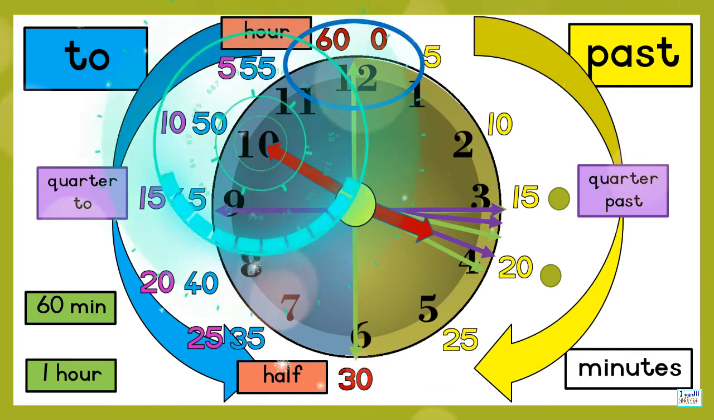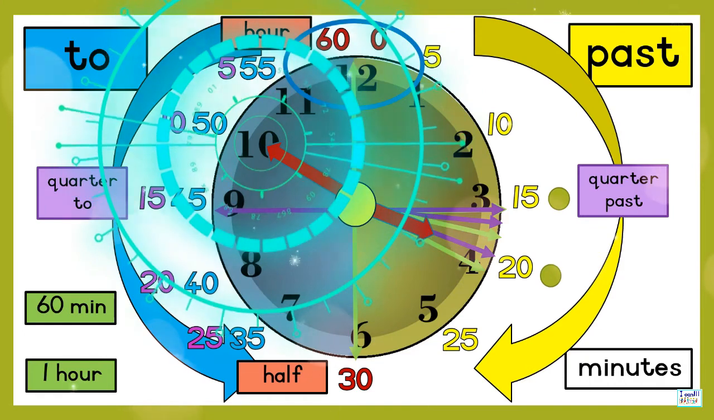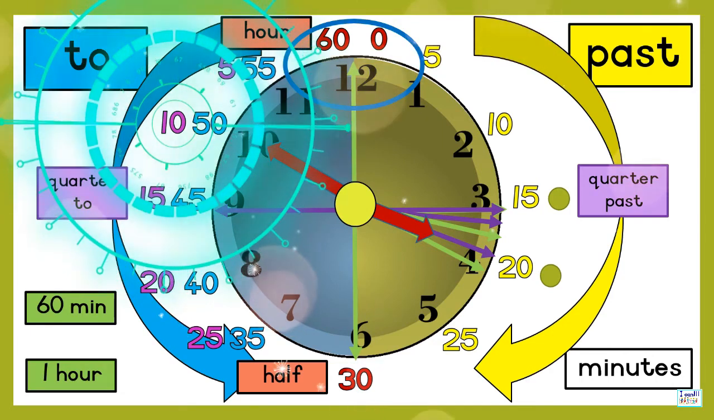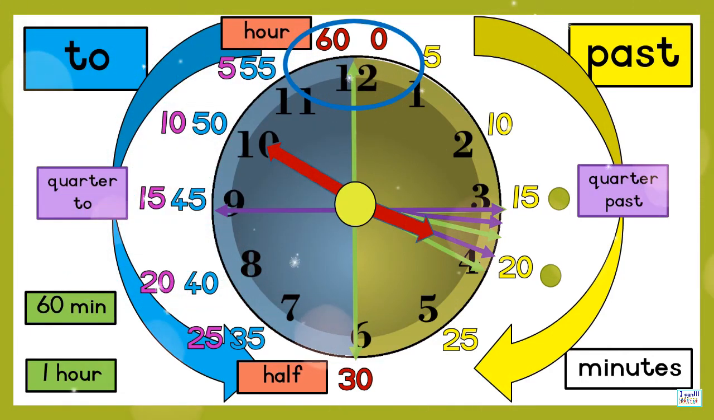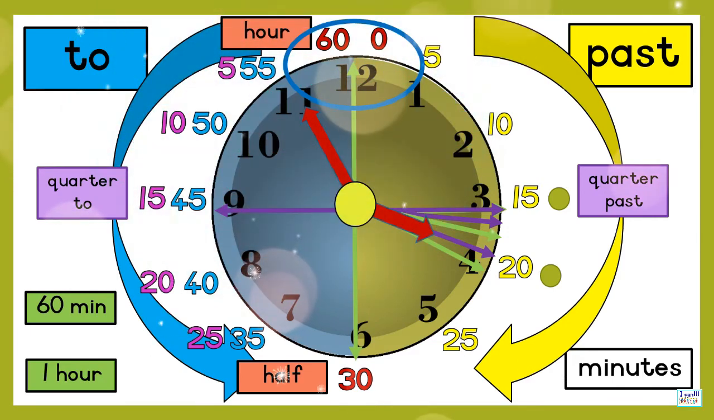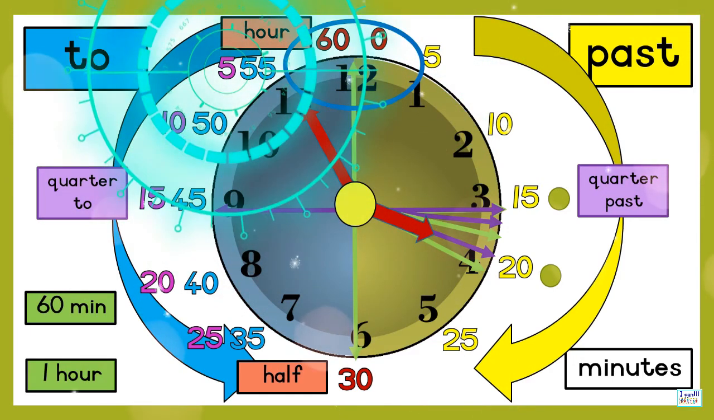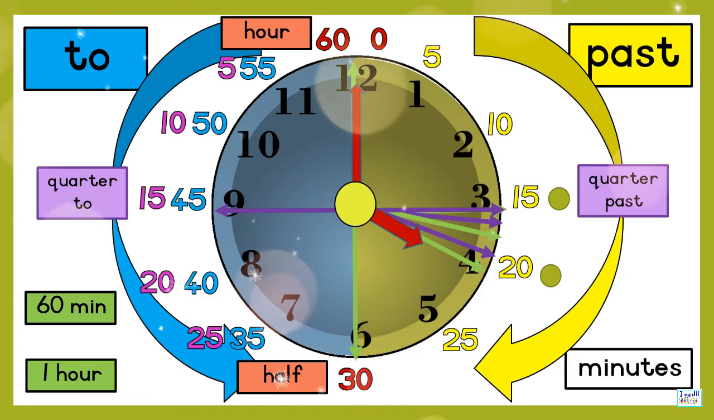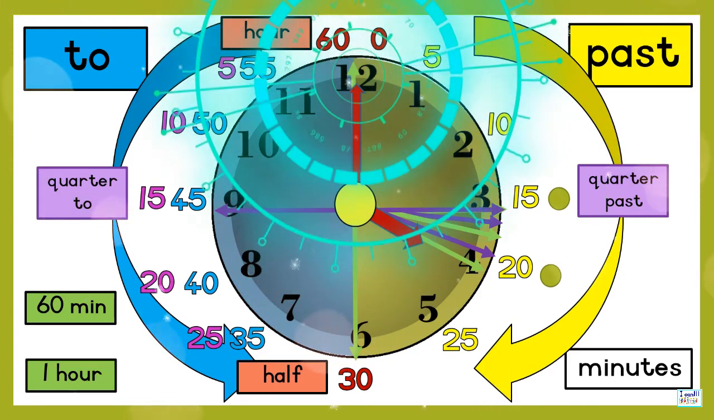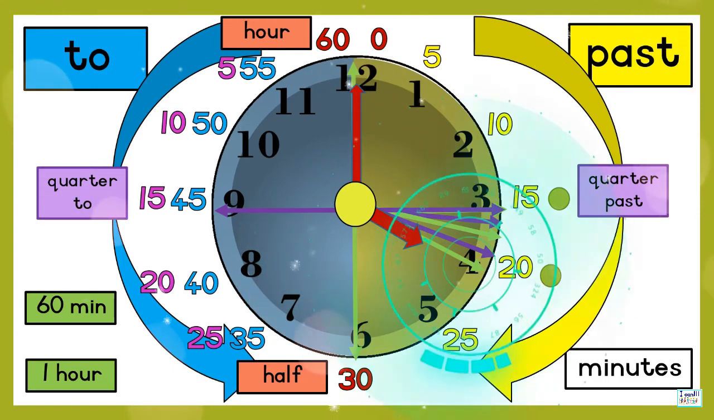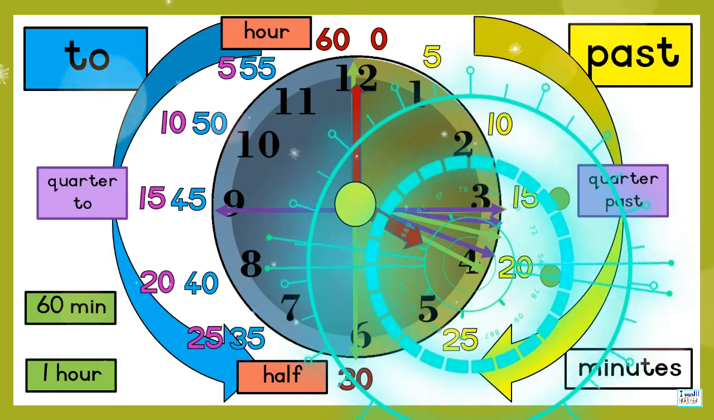The long arm points to the 10. Let's count backwards in fives. 5, 10. 10 to 4. Now the long arm points to 11. This is easy. You can only count 5. Then you know it is 5 to 4. The long arm points to the 12. That indicates a whole hour. And the short arm points directly to the 4. It is 4 o'clock.